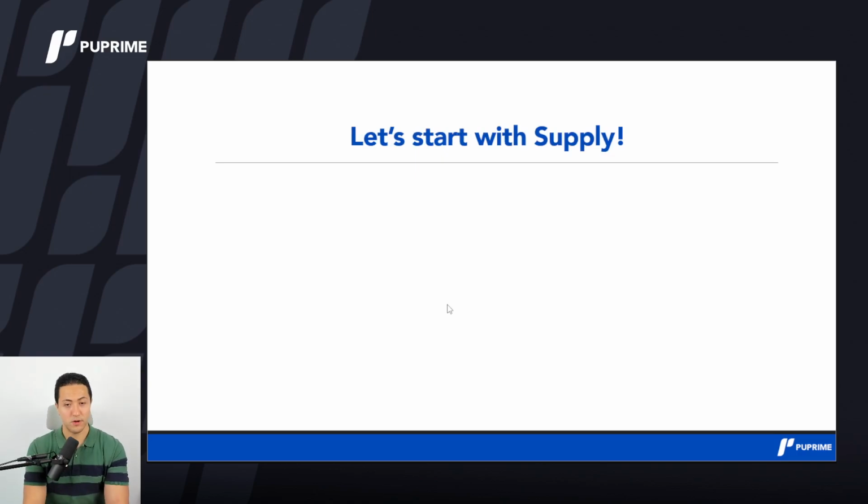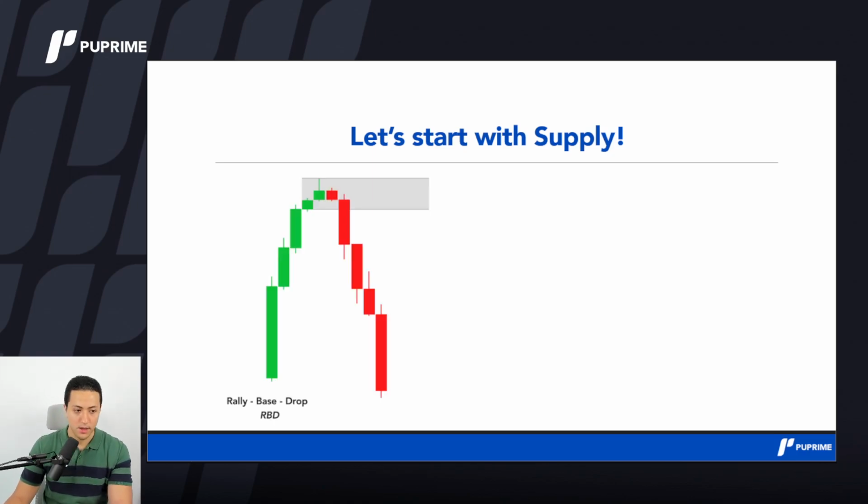Okay, throughout this webinar, I'll provide you with four formations, four setups. I want you to memorize them. If you have a pen and paper, you'll just be drawing this with me right now. And let's start with the first setup for the supply. This is exactly what you're talking about, okay? And this is the RBD, which is the rally base drop.